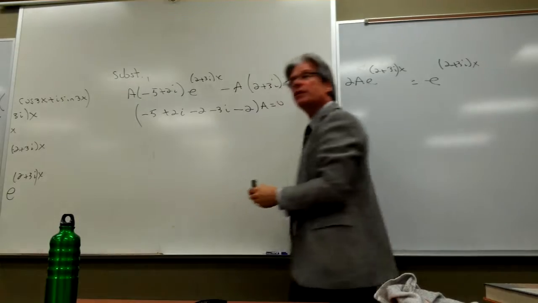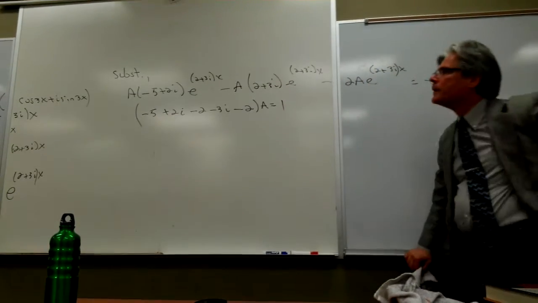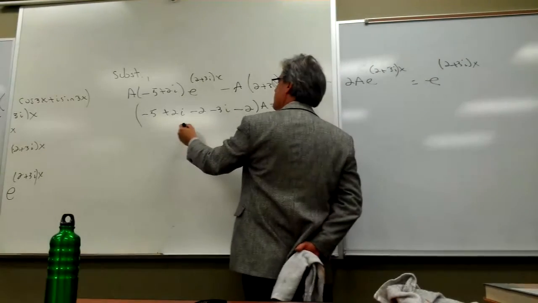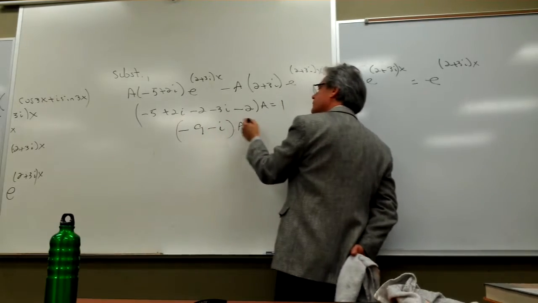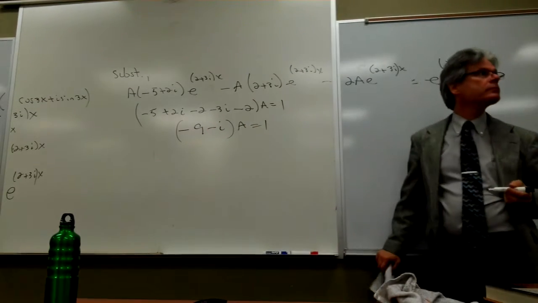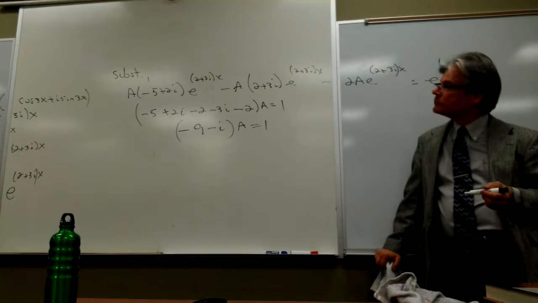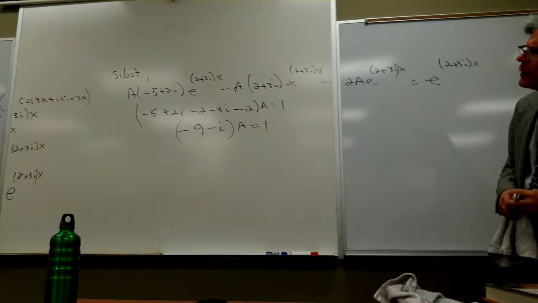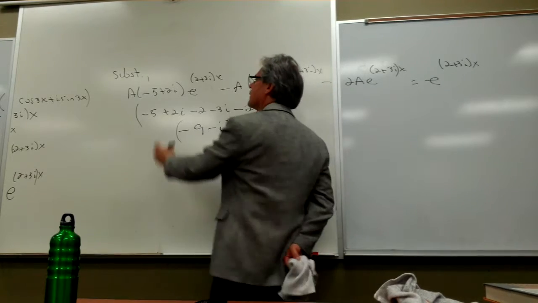Oh, I misspoke. It's not 0, is it? My apologies. It's really a 1. Or shall I say, that leaves me with a negative 9 minus i, times a equal to 1. Shouldn't it be negative 5 plus 12i? Negative 5 plus 12i. Oh, you're saying I didn't write down the right number. I'm so sorry. That is a negative 5 plus 12i.